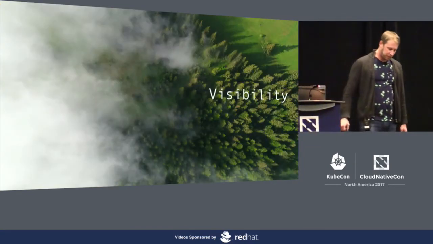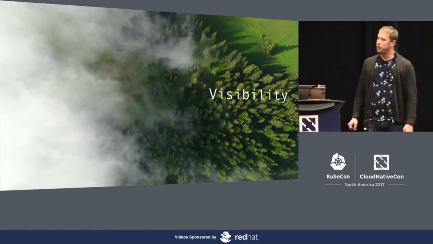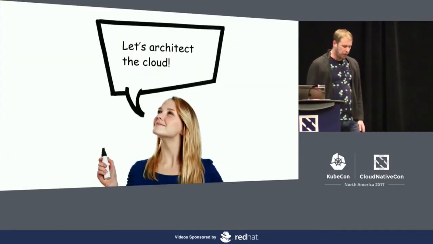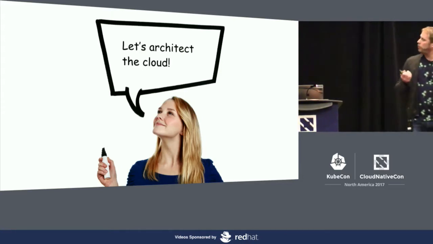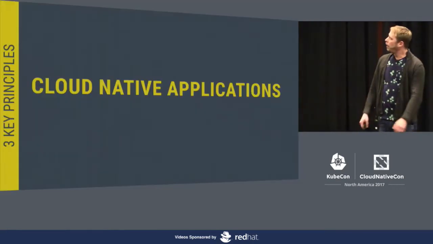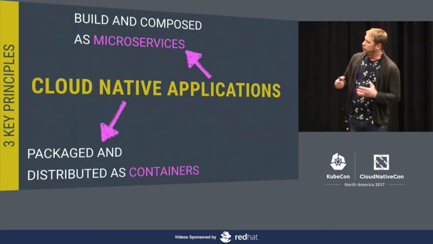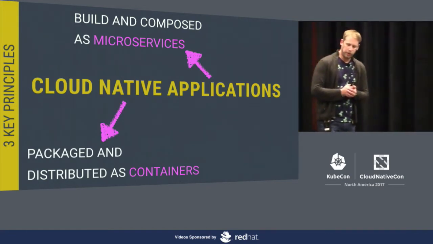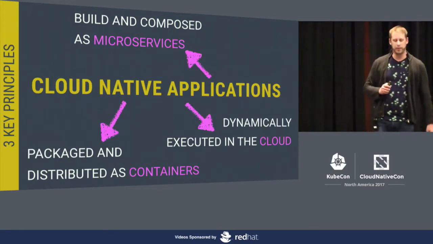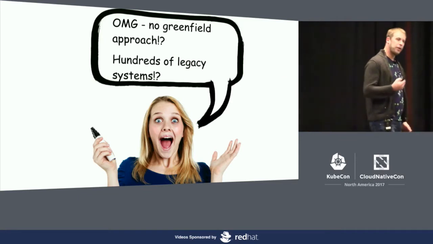So, what have been the good parts? First, the first task was to gain visibility. And the outcome was quite good, because we started with a very naive approach. We wanted to architect the cloud. We thought about the target architecture first. We thought about how to slice and mesh microservices, how to package and distribute these microservices into containers, and how to dynamically execute them on the cloud-native principles here. But then it became clear that we're not facing a greenfield approach.